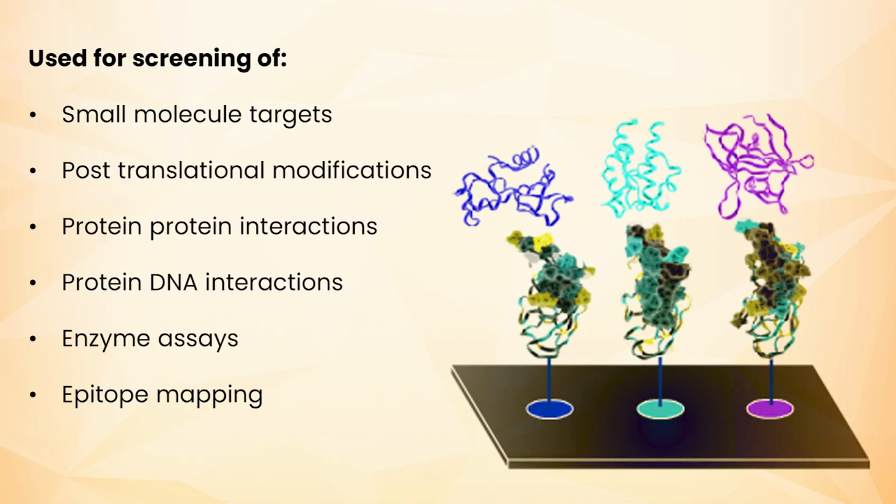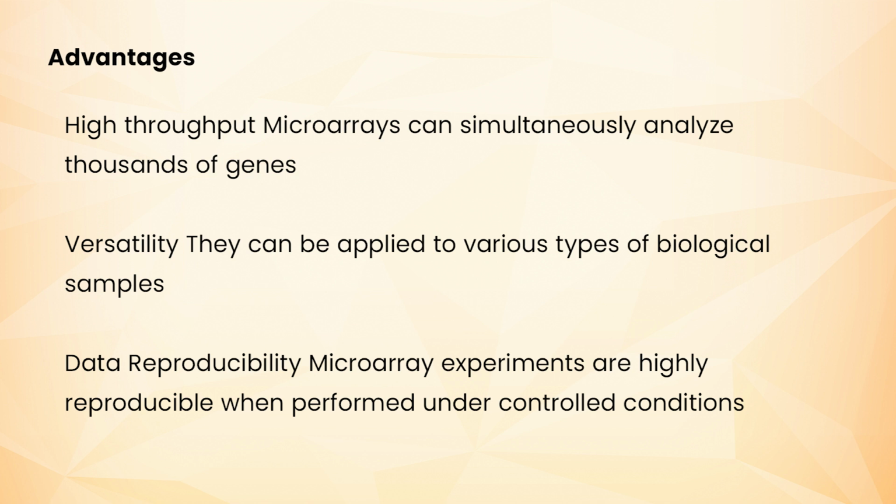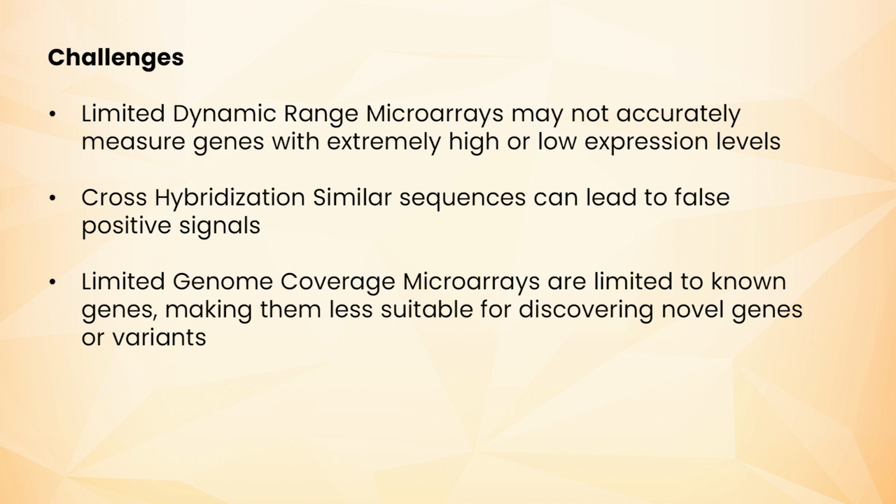It can be used for screening of small molecule targets, post-translational modification, protein-protein interaction, protein-DNA interaction, enzyme assays, as well as epitope mapping. Advantages: it is a high throughput technique, it can simultaneously analyze thousands of genes, it has versatility, they can be applied to various types of biological samples, and it has the characteristic of data reproducibility. There are certain challenges: limited dynamic range, cross hybridization, limited genome coverage.